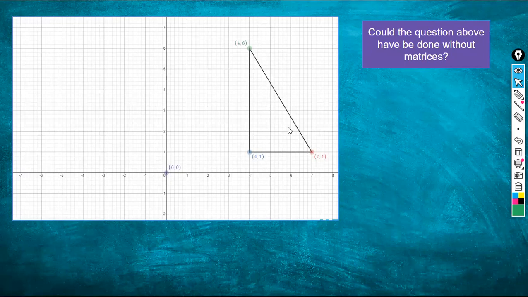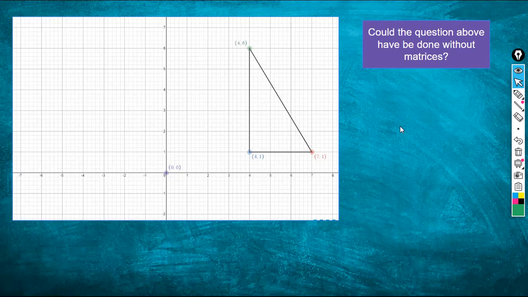So this one here, remember the same question we just did. Let's say they wanted you to rotate it anti-clockwise again, but they did not want you to use matrices. Do you all think it's possible to do the same exact question we just did without using matrices? Well, what are your thoughts on that? I think the answer is yes.